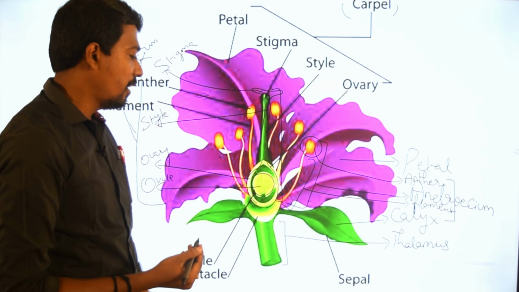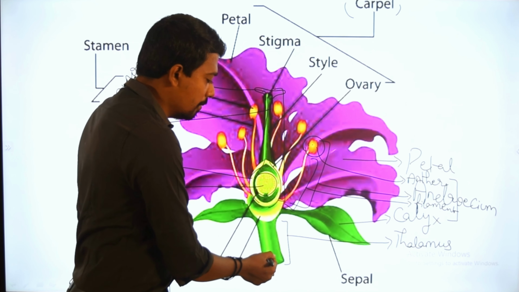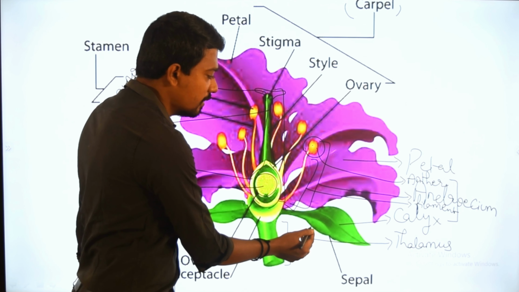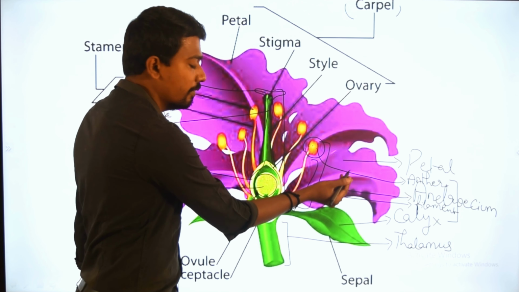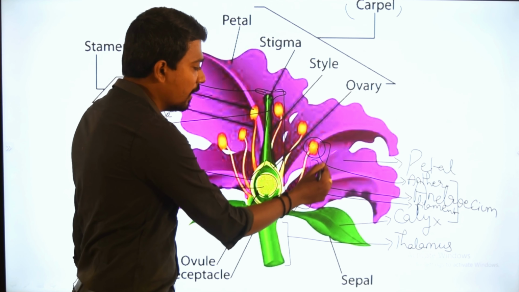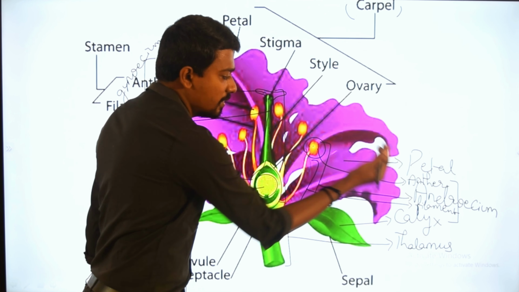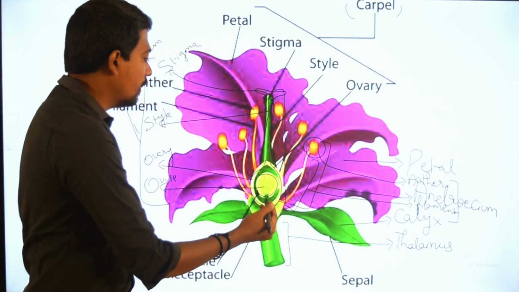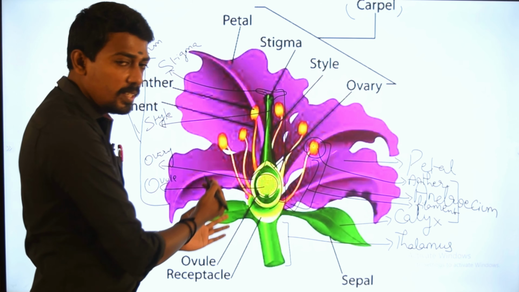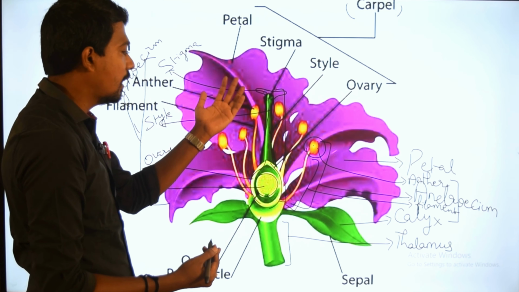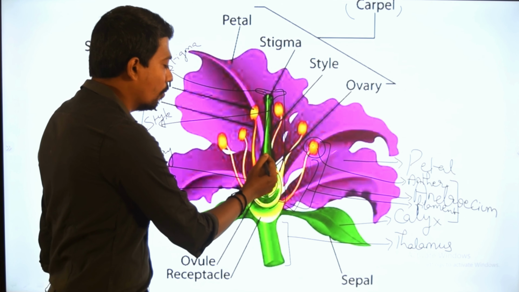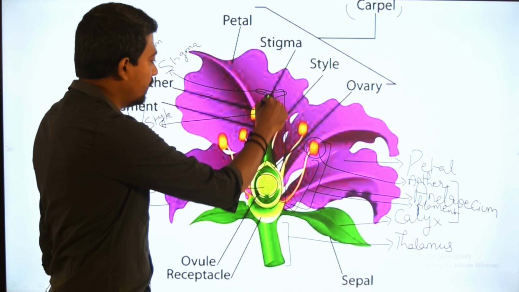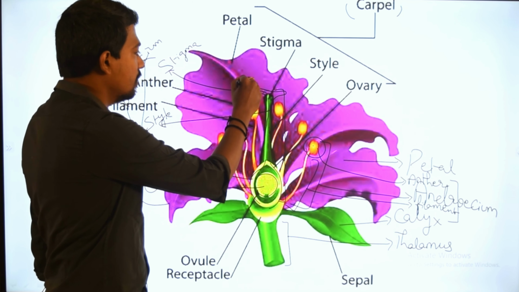So the parts we have discussed here are the thalamus, followed by the calyx, and next the corolla, which is brightly colored, and the male component together called androecium, that comprises two structures, anther and the filament. Then the very important part is the gynoecium, which is otherwise called the carpel, that comprises ovary, ovule, then followed by style, and then stigma.